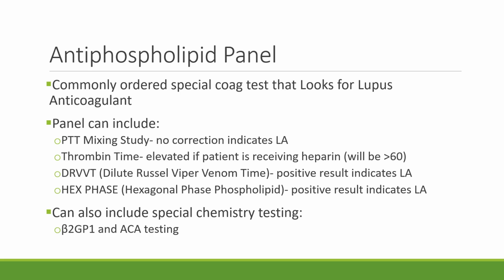We can also include special chemistry testing like B2GP1 and ACA testing, or anticardiolipin antibody. And this is beta-2 glycoprotein 1. So we're looking for any type of antibodies against those phospholipids.